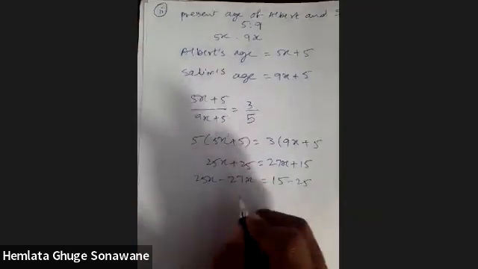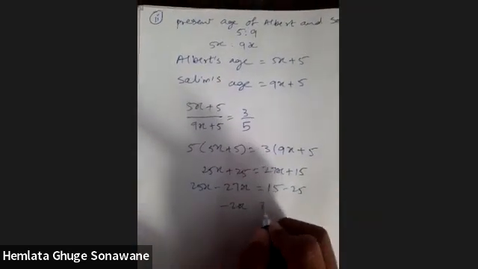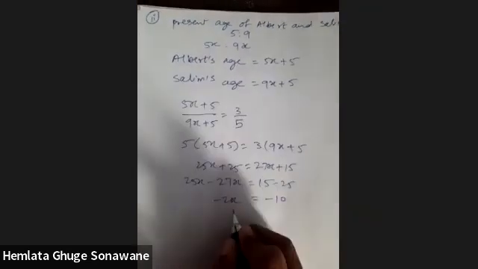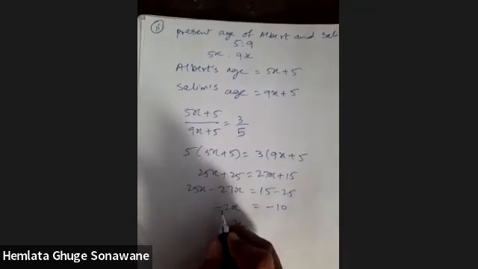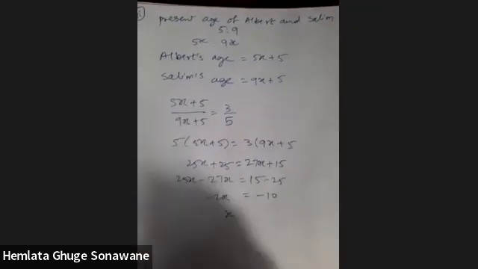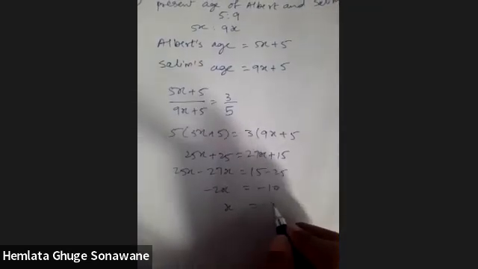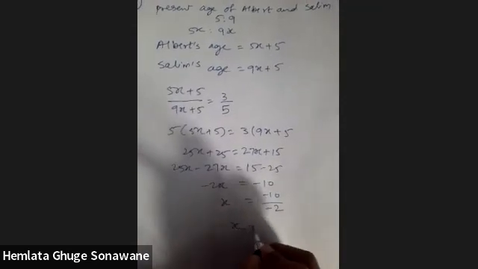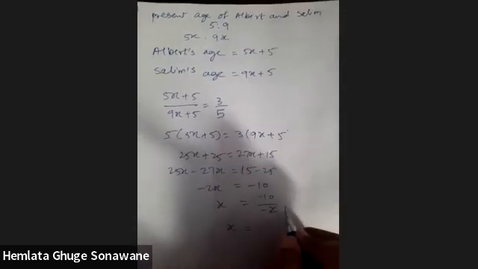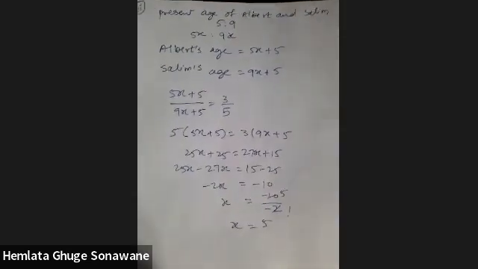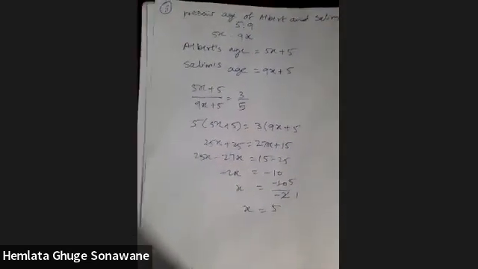25x minus 27x will be minus 2x. 15 minus 25 will be minus 10. Here this minus 2 is in multiplication form. We'll take it towards the right hand side, so it divides. x is equal to minus 10 upon minus 2. We'll simplify this. Minus minus becomes plus. 2 1s are 2, 2 5s are 10. Okay, now we have got the value of x.